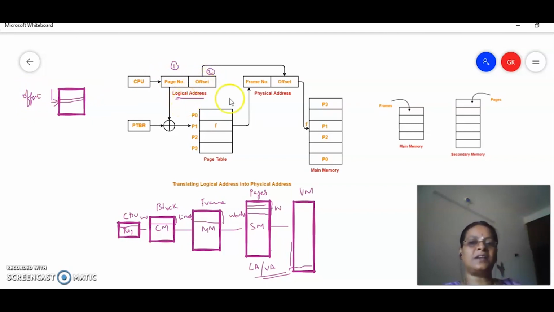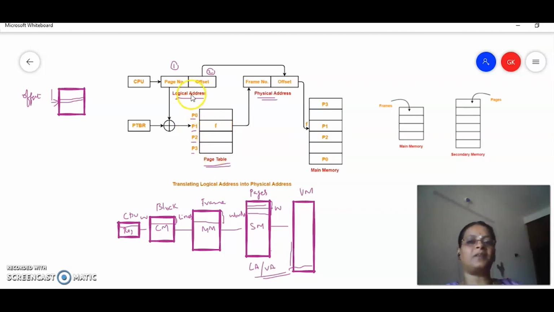So this logical address needs to be translated into a physical address. Whenever I move my page from the secondary memory into the main memory, in the main memory this page can be placed in any of these frames. In which frame it is going to be placed is maintained by the page table. In the page table we will just have all the page numbers and the respective frame numbers. From this we can understand that page number P1 is loaded into frame number F. Okay, so this detail will be available in the page table.